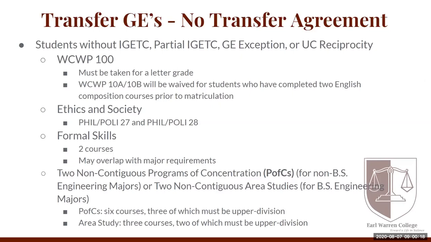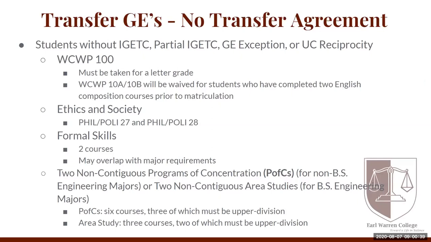You will need to take 2 Ethics and Society courses. You'll first complete either Philosophy or Poly 27, then Philosophy or Poly 28. You'll have 2 formal skills courses. Many of you will be able to overlap formal skills with your major requirements. Other students may have transfer credit that already fulfills these requirements.